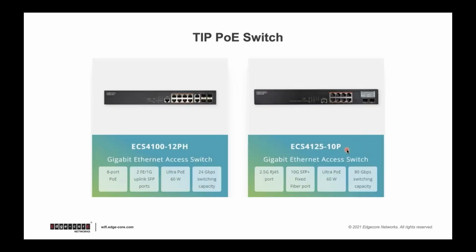In addition to the APs, we also have PoE switch support. We can see two different models, 4100 for a 1 gigabit switch and 4125 for a 2.5 gigabit switch.